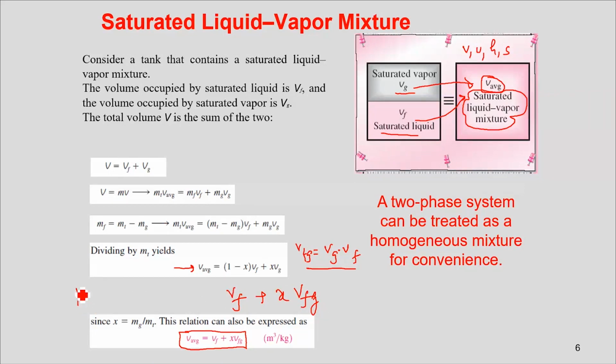Now, if you have a specific pressure, Vf would be constant, Vfg would be constant. Only the change in x value would help you determine the relevant average specific volume for this matter. Or if you use hf and hfg, it would give you the average enthalpy value. Or if you're using internal energy, uf and ufg, it would give you the average internal energy value. So any average property of a system can be expressed in terms of Vf, Vfg, and x, which determines the amount of saturated vapor and saturated liquid in the system.